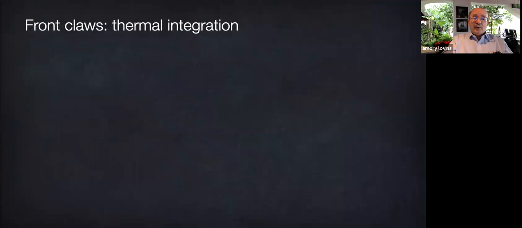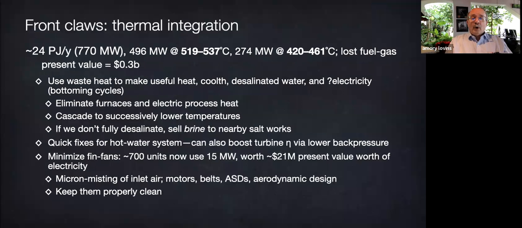The lobster's front claws came from the 3/4 of a gigawatt of heat that the operators were paying heavily to throw away at 400 or 500 plus degrees Celsius. Wow. Well, a lot of heat, very hot. Some of it could directly replace furnaces and electric process heat that were simultaneously operating on their own fuel. But we could do a lot more with it too, cascading through heat reuse to cool production, desalination, even a Rankine bottoming cycle to make more electricity. And then brine from the desalination could also be sold to the nearby salt works.